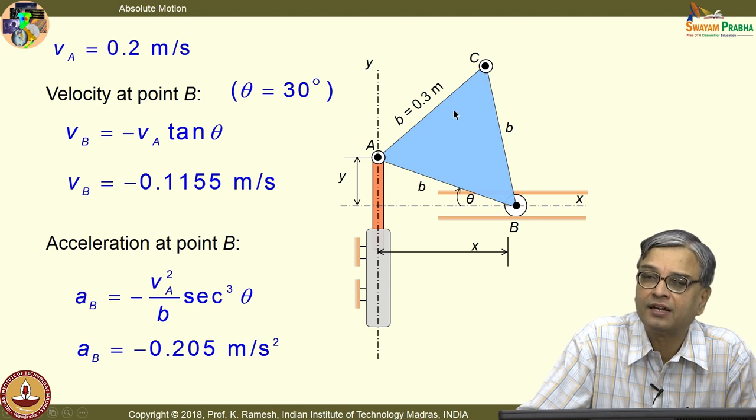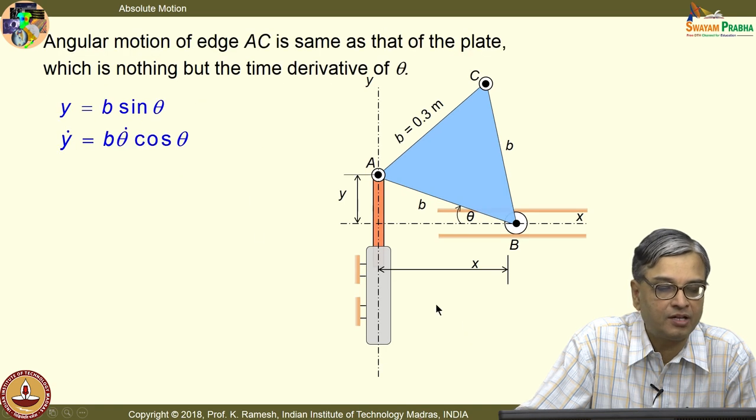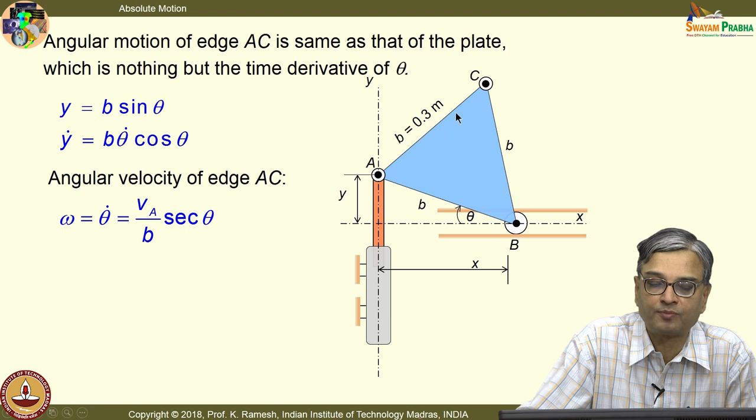angular motion of the edge AC. Okay. So, we are given y equal to b sin theta from geometry, and when you differentiate, I get y dot equal to b theta dot cos theta. So, I can find out theta dot. I get theta dot, that is nothing but omega of this triangular object, VA by B secant theta.